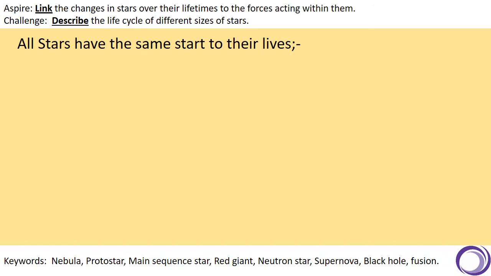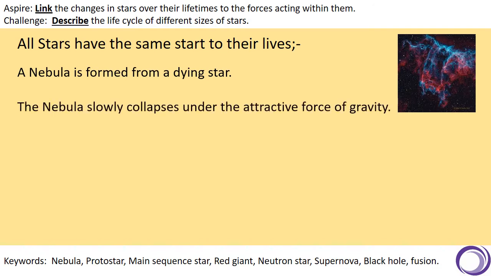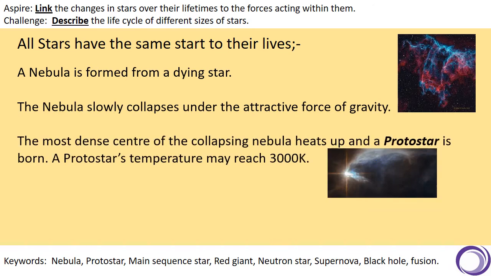So we need to now describe the life cycle of stars. Let's talk about the first bit, because the first bit is going to be the same for all stars. So a nebula is formed from a dying star. A star dies, all the material from that star ends up as a huge cloud of dust and gas, slowly collapses under gravity, and the most dense centre of that collapsing nebula heats up, and you get a protostar.